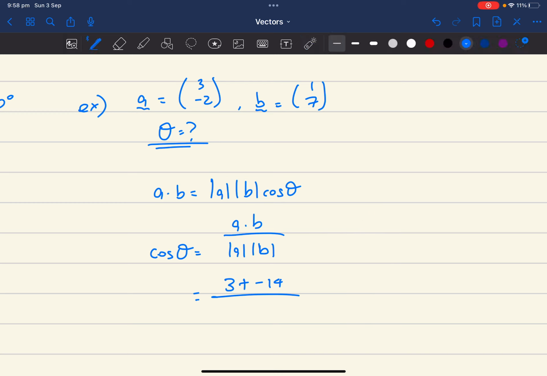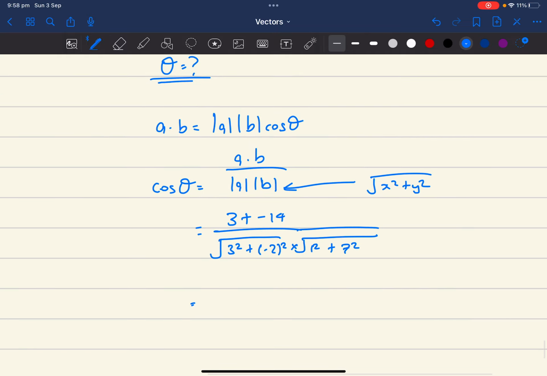So if I use the same formula, I'll just write this. It equals the square root of x squared plus y squared. If I use it for A, you have 3 squared plus negative 2 squared. For the length of B, you have 1 squared plus 7 squared.